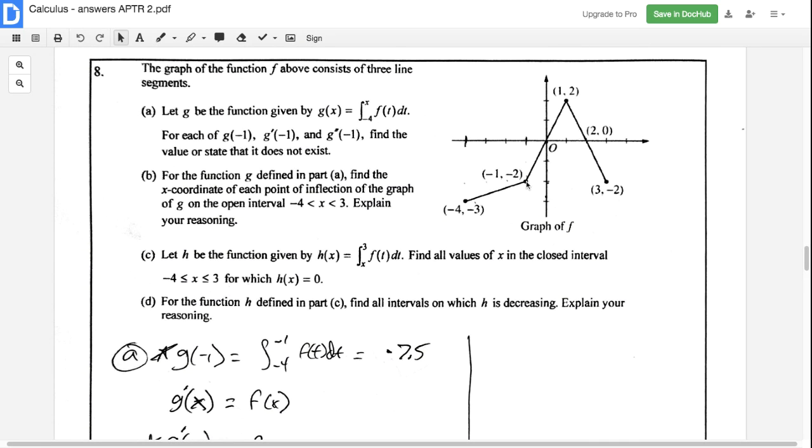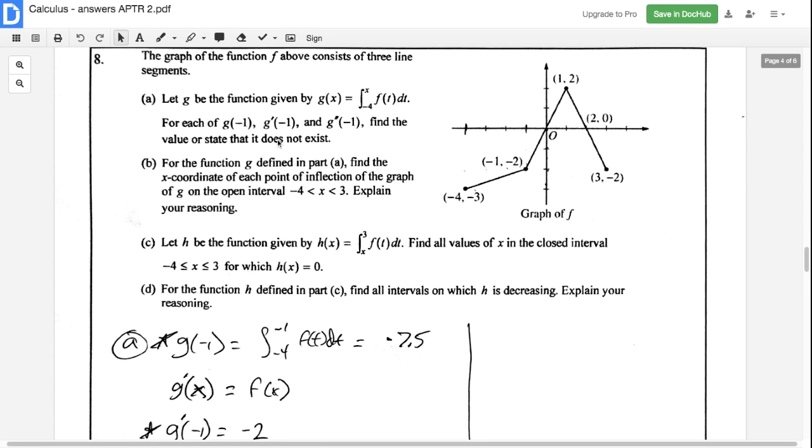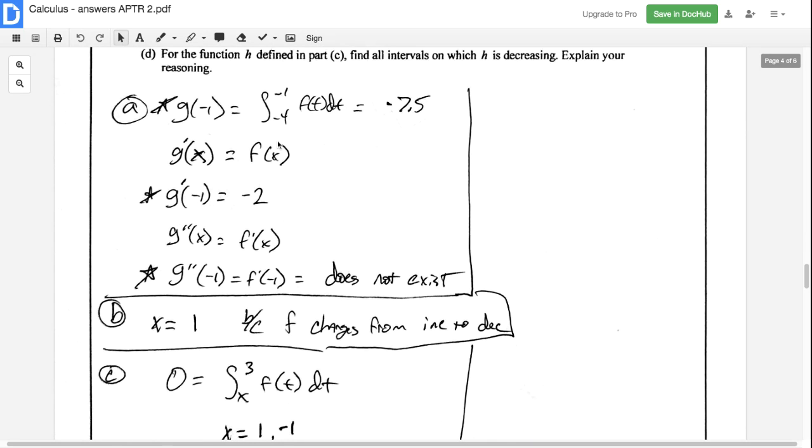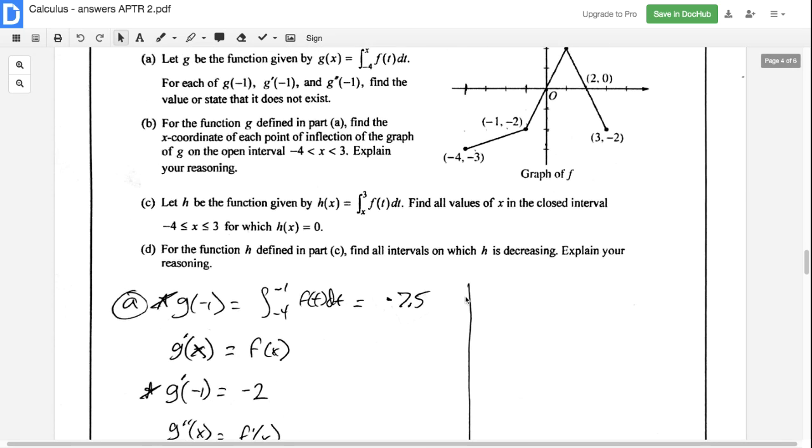The problem is at negative 1, I've got a sharp turn. I've got a cusp, and at a cusp, we know that the derivative is not defined, so we're going to say that it does not exist. So g double prime of negative 1 does not exist.